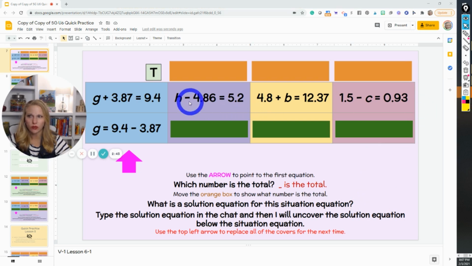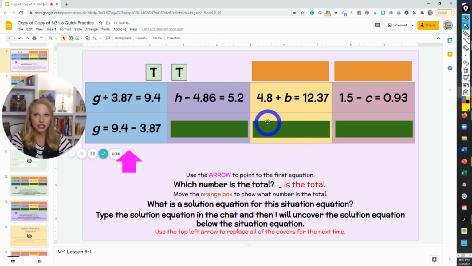So then we move to the next one. Boys and girls, read it with me. H minus 4 and 86/100 equals 5 and 2/10. Boys and girls, which of these is the total? Think about it. Class, H. Boys and girls, H is the total.